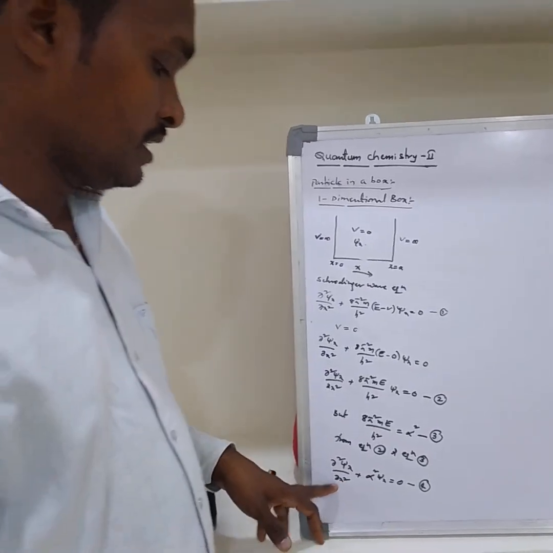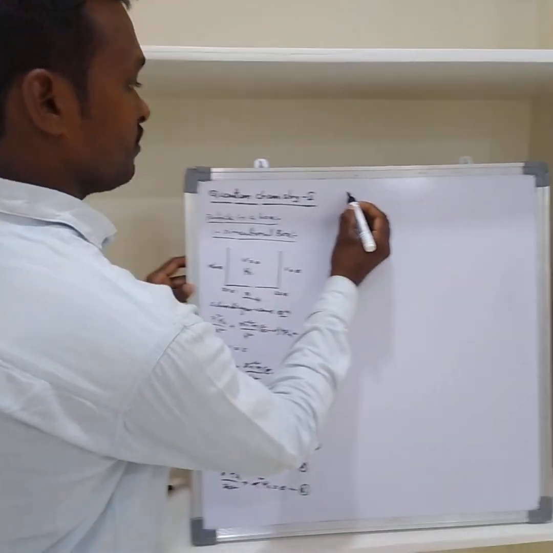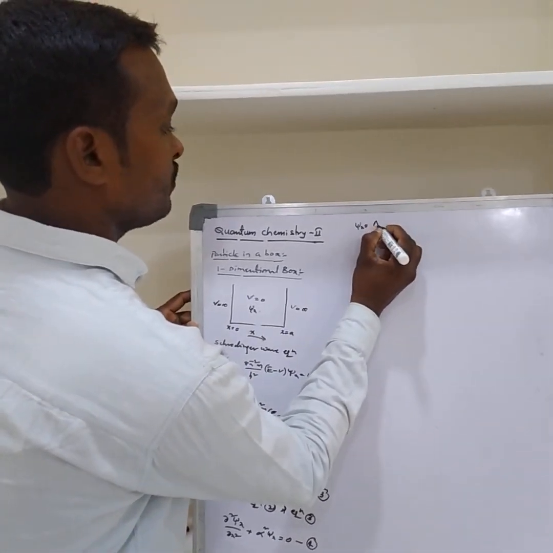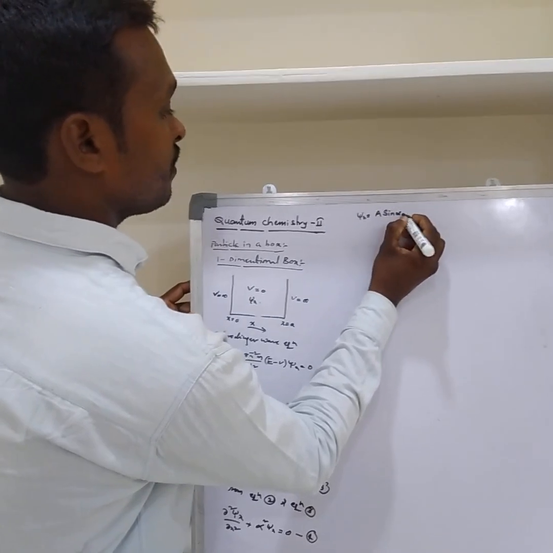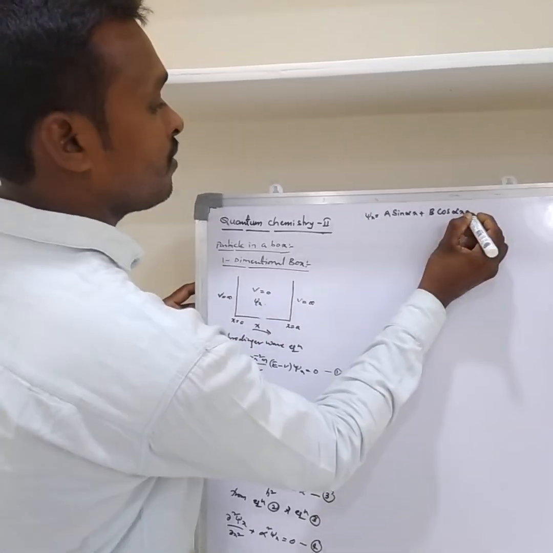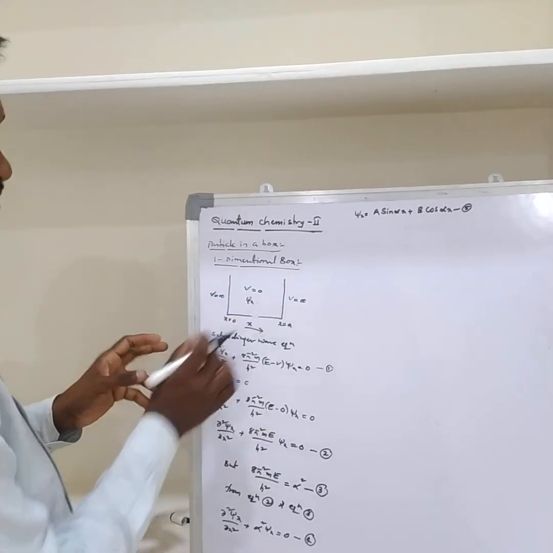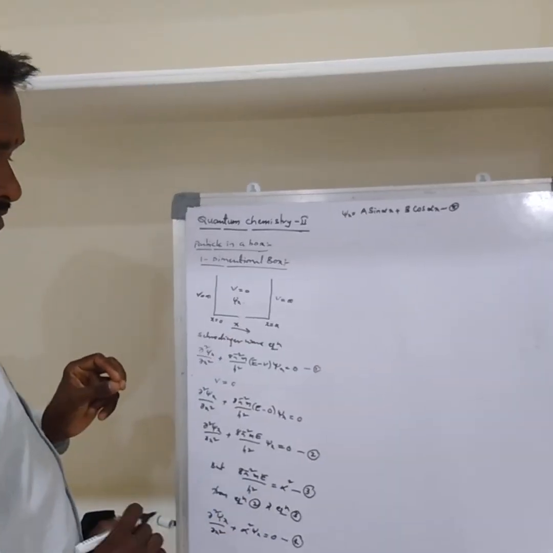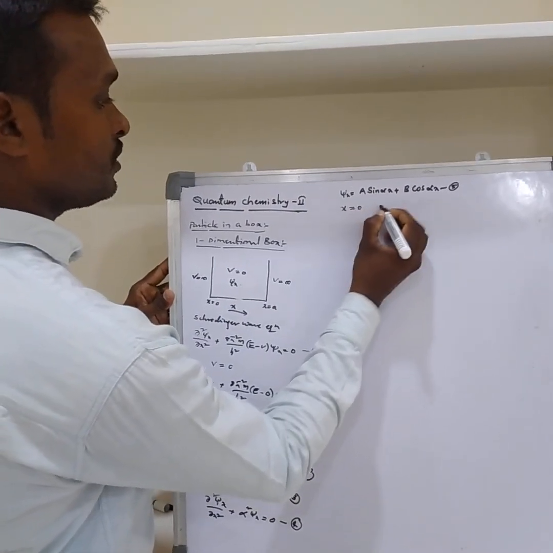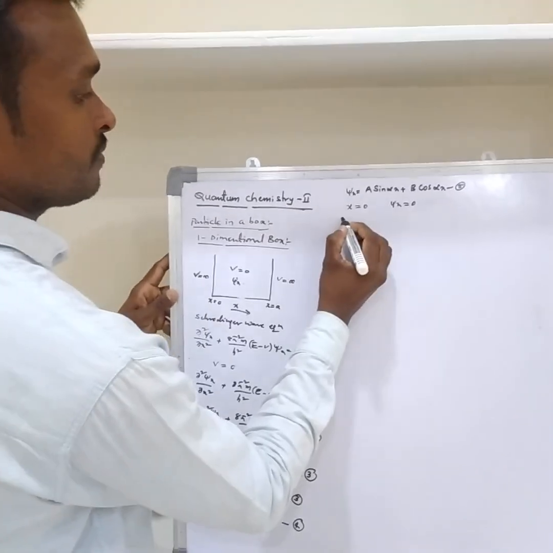This equation is a second order differential equation. The solution of this equation in mathematics is psi x equal to A sin alpha x plus B cos alpha x. Equation 5. By using some boundary conditions, we can solve this second order differential equation. The limits are: at x equal to 0, psi x equal to 0. Substitute these limits in equation 5.